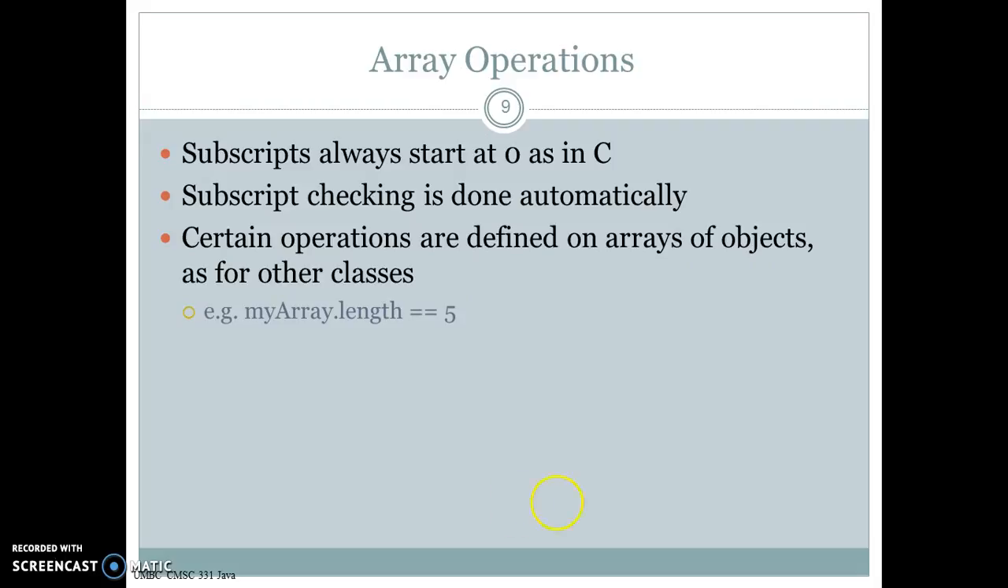Subscripts always start at zero, as in C. Subscript checking is done automatically, and certain operations are defined on arrays of objects as per other classes.